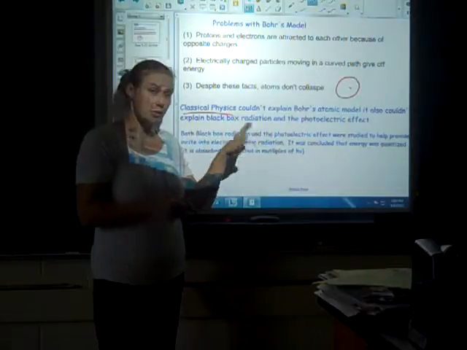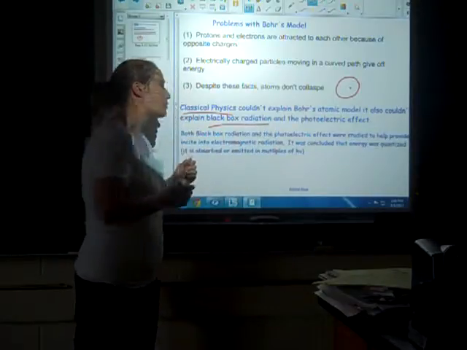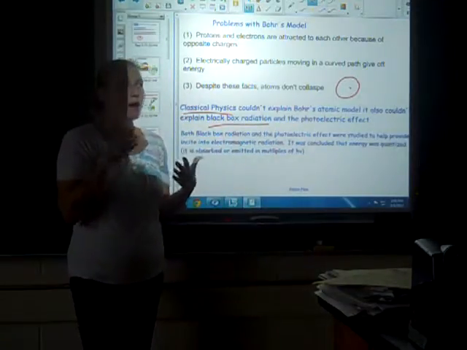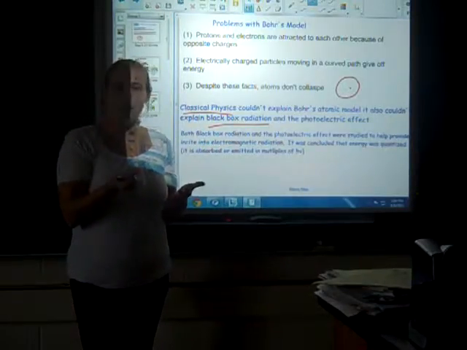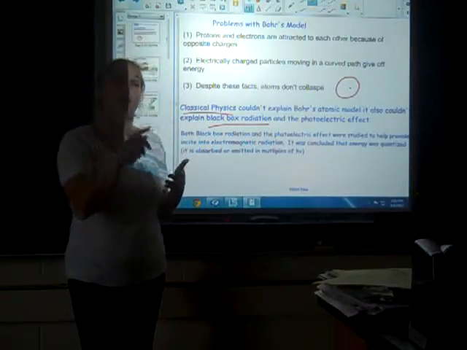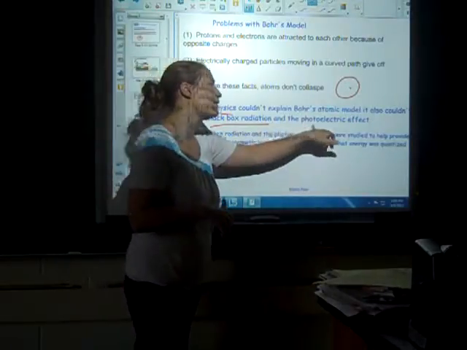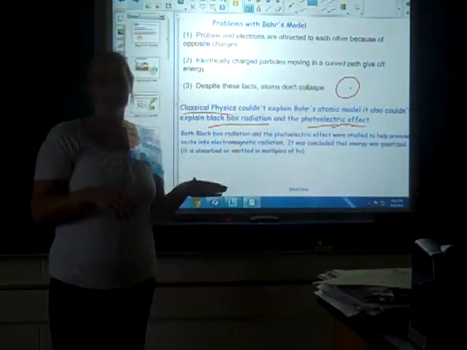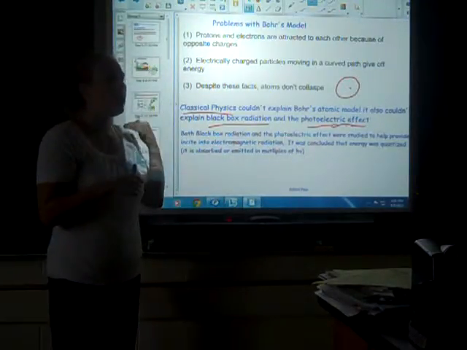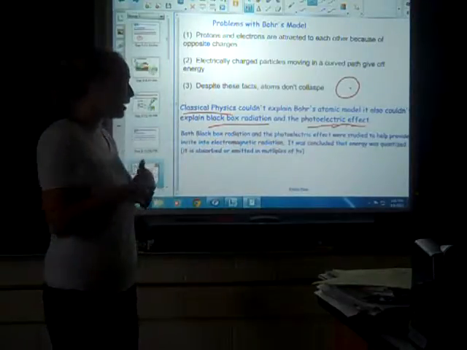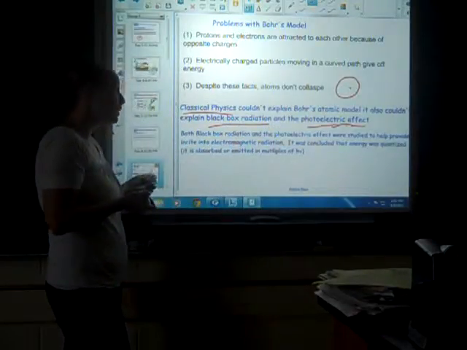Classical physics, as an aside, you'll read this in your textbook, also couldn't explain 2 other things. Something called black body radiation, which is really when hot objects emit a color. So it's kind of like if you have an electric stove. If you turn that stove on really high, the coil will turn from a black color to like a red or an orange color. Okay, classical physics couldn't explain that. The other thing is the photoelectric effect. We're going to talk about this in a couple of videos from now, but it really is when light energy is shined on a metallic object, electrons are displaced, okay? So classical physics couldn't explain these 2 things as well as the line emission spectrum.